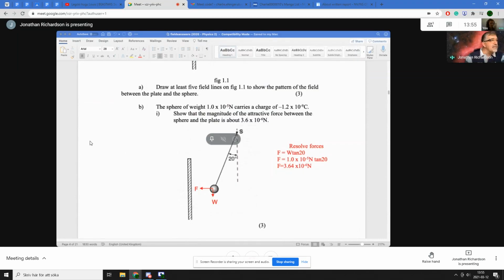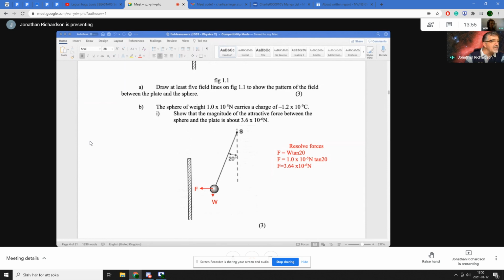is about 3.6 times 10 to the minus 6 newtons. So if you demonstrate the weight of this object acts downwards, the force is attractive towards this plate, what we can then do is calculate the size of that force, because we know the weight is acting downwards. We know what the angle is that's just here. So we can calculate using a simple triangle.